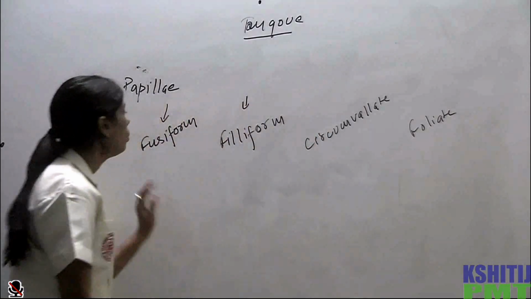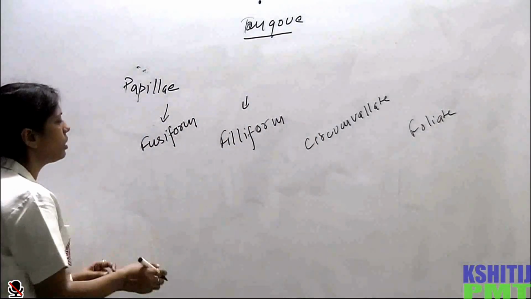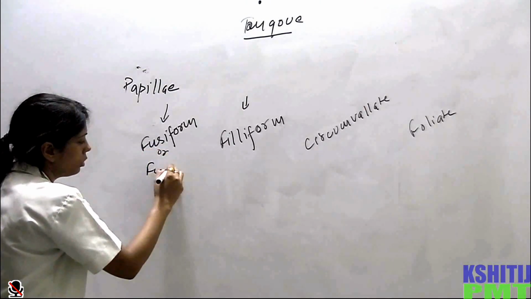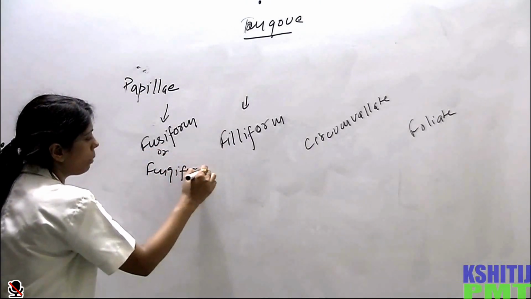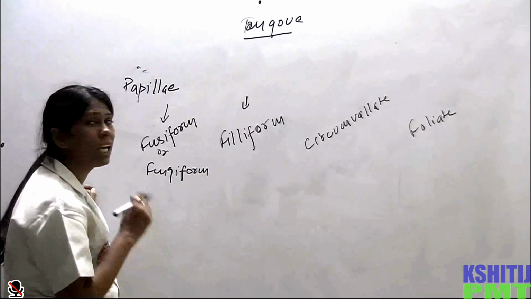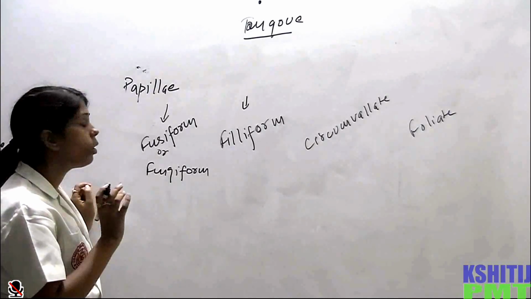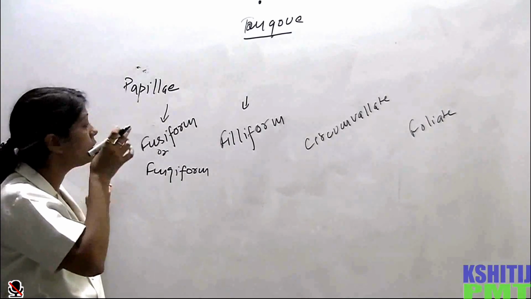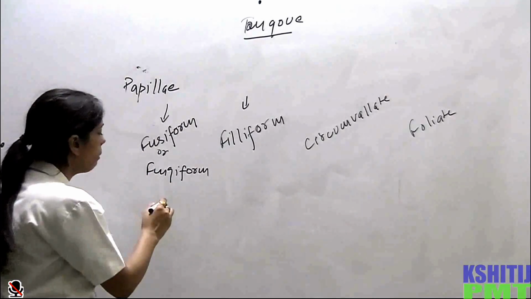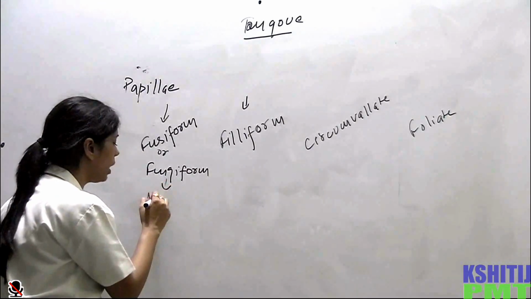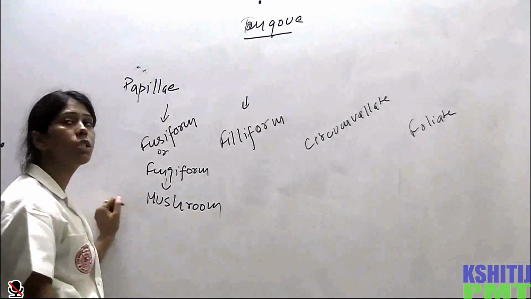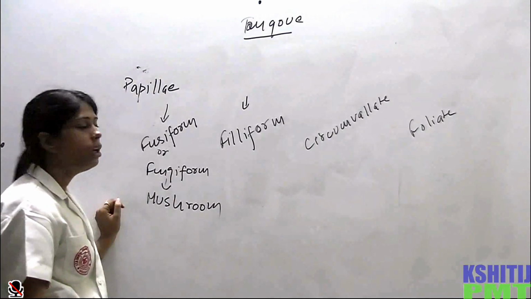Okay, now fusiform papilla. As the name suggests, it is also called fungiform papilla. Now why is it called fungiform? Because the taste buds are embedded in it, and the shape of this papilla is fungus-like. It is mushroom shaped. That's why it is called fungiform.